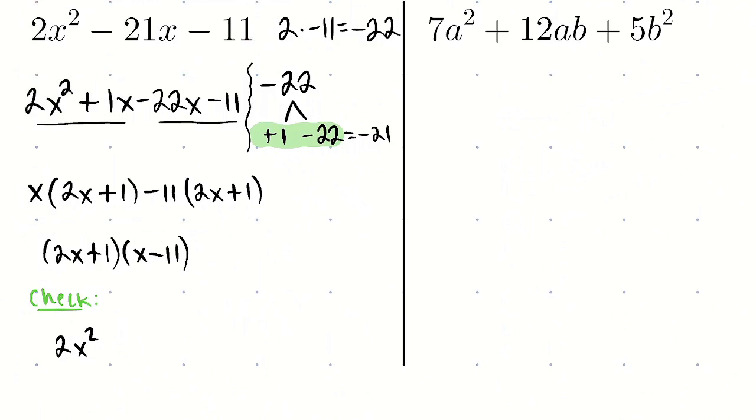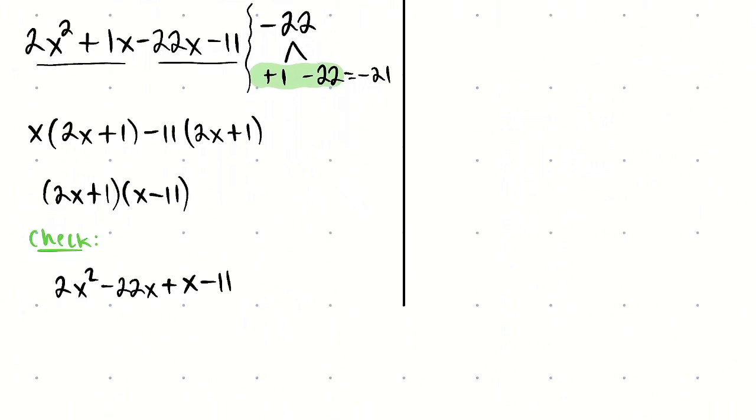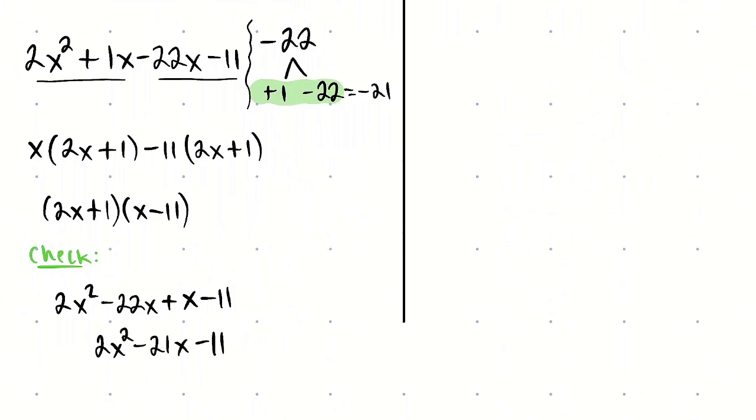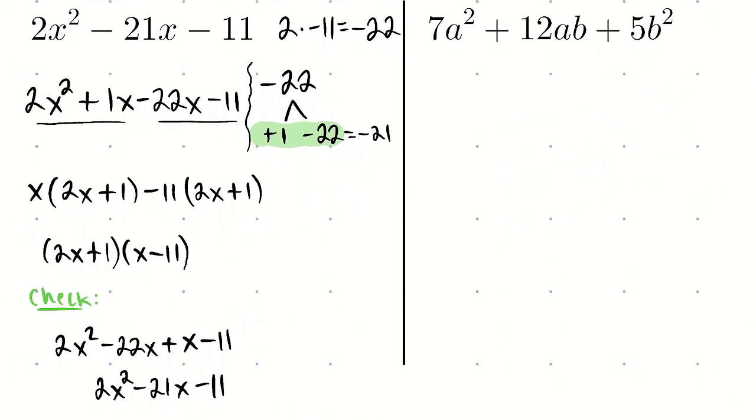So back to foiling. So 2x times x is 2x squared. 2x times negative 11 is negative 22x. Positive 1 times x, that's plus x. And positive 1 times negative 11, that's going to be negative 11. Then we combine the two middle terms, and we end up with 2x squared minus 21x minus 11. And that turns out to be what we started off with, so check.